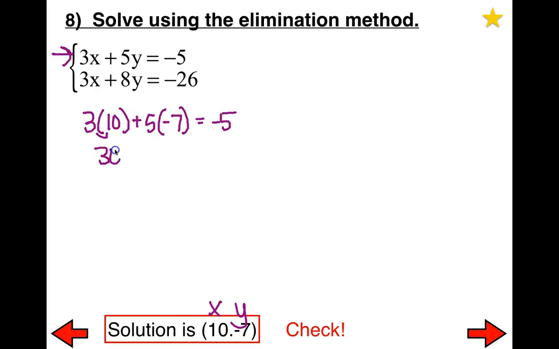Here we have 30 minus 35 equals -5. This is true. Now I'm going to plug it into the second one.